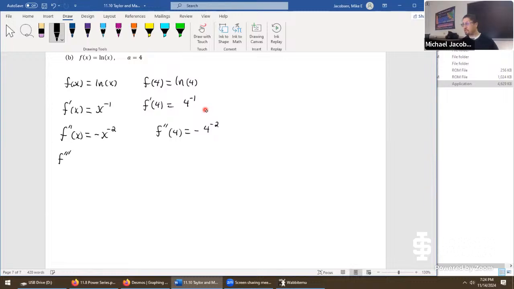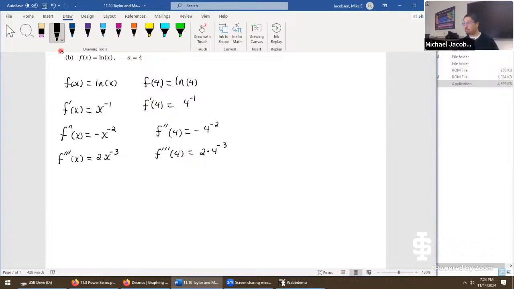Rinse and repeat. So the third derivative is going to be positive 2 times x power negative 3. So over here on the right, third order derivative at 4 is positive 2 times 4 power negative 3. There does seem to be a pattern so far that I'm picking up. Notice that the third order derivative has power negative 3, second order has power negative 2, first derivative has power negative 1. So that's a nice pattern in there. There's also something else going on where it looks like some terms are positive, some terms are negative. We might be alternating again.